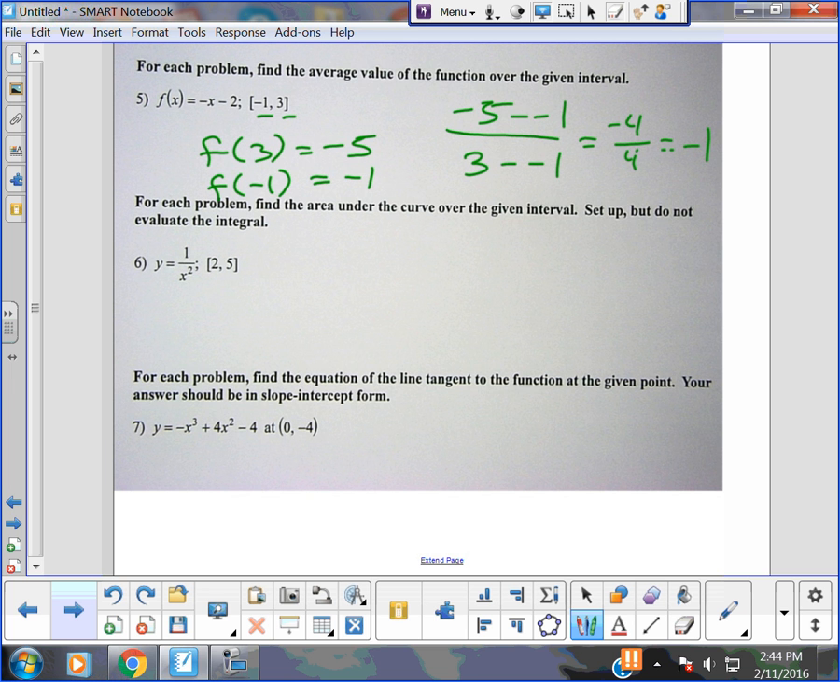All right, so for the next problem, for each problem, find the area under the curve over the given interval. Set up, but do not evaluate the integral. This is new for us. Again, we have a function. They say, here's a graph of y equals 1 over x squared. They want the area under the curve from 2 to 5. Guys, this is just a notation exercise. And this happens a lot as we move forward, because a lot of times we're going to use our calculators to set up integrals.